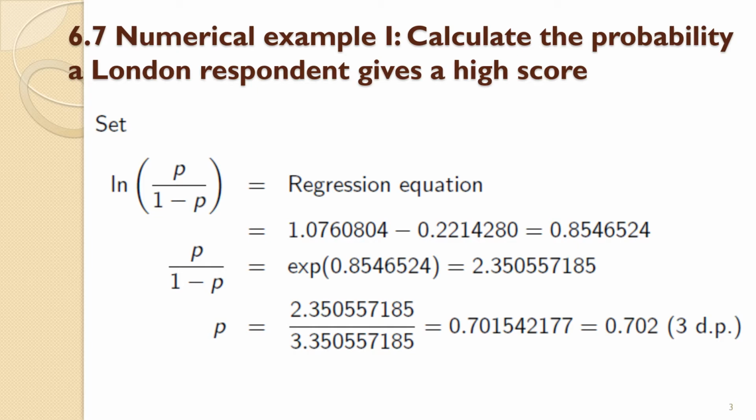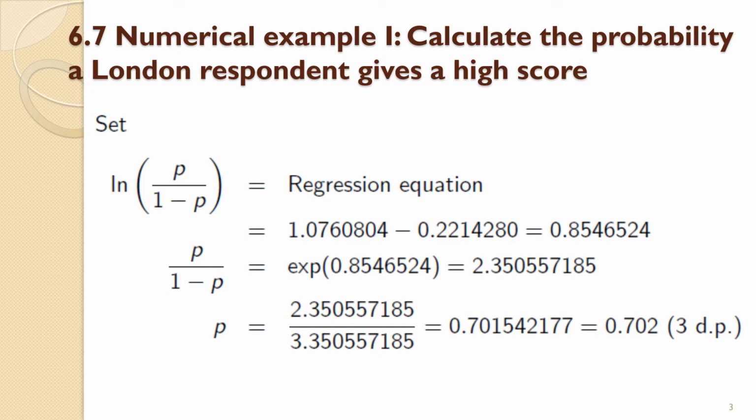say, the probability that a London respondent gives a high score, this is very similar to the logistic regression models we saw previously. So set log of the probability over 1 minus probability equal to the regression equation, and this is the regression equation on slide 6.5 corresponding to the fixed effects terms. P over 1 minus P is equal to the exponential of the regression bit, and then the probability is calculated as the exponential of the regression bit over 1 plus this, so it comes out to be 0.702 in this case.